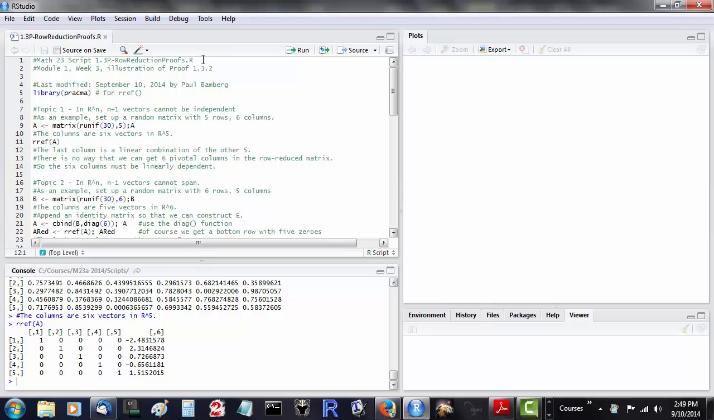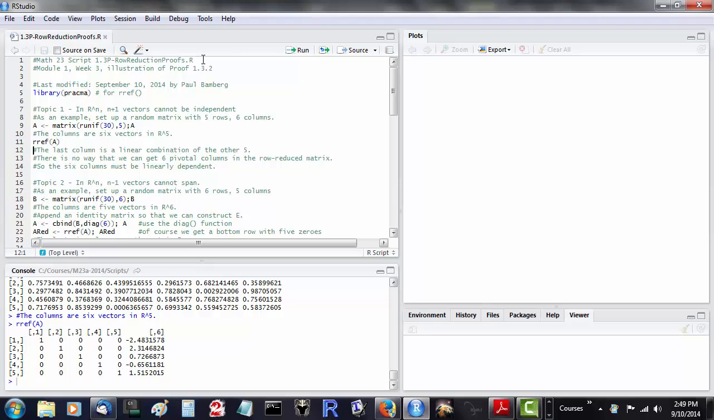There it's row reduced, and what happened? Not surprisingly, I got 5 pivotal ones. I couldn't have got more than 5 pivotal ones, could I? No way. There are only 5 rows, and you can't have more than 1 pivotal one in a row. So there's no way that all 6 columns could have turned out to be pivotal.